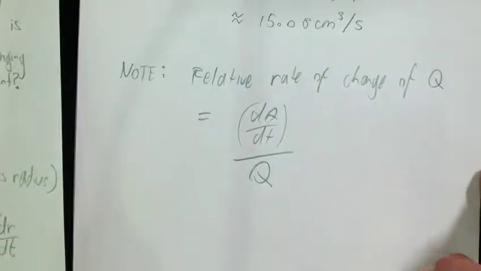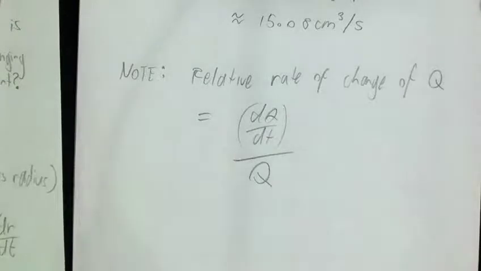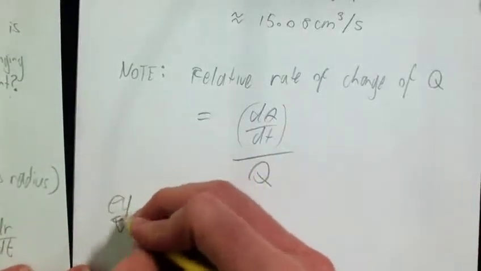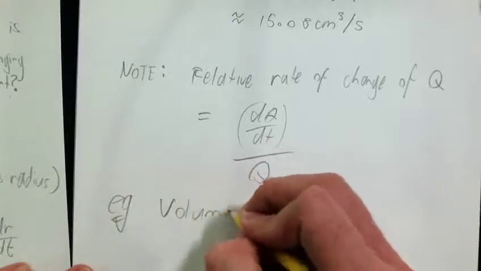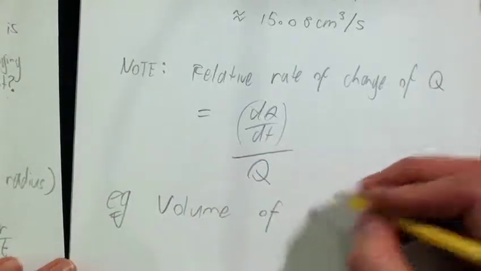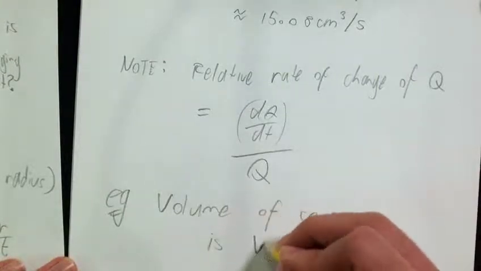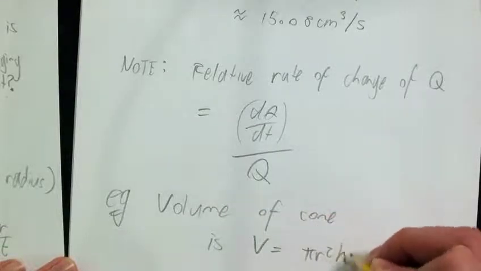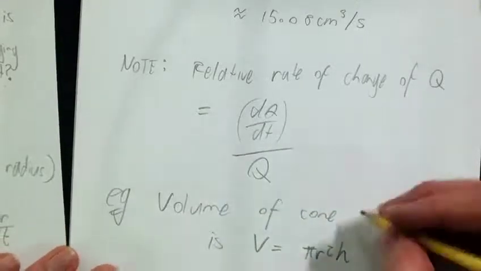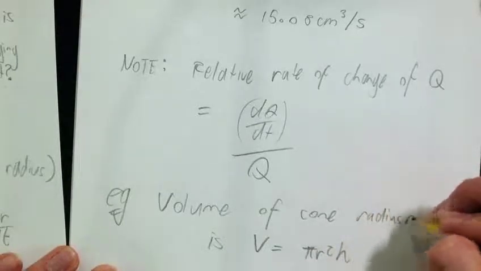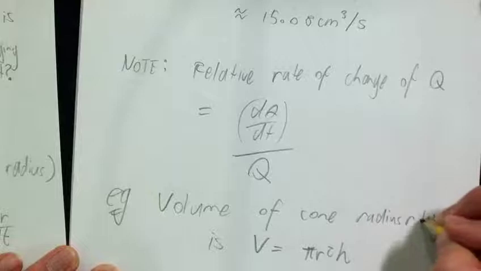Okay, so technically with any of these things you can do anything. Anything that you can do with ordinary derivatives you can do with any of these things. So just as another example, the volume of a cone is pi r squared h, radius r, height h.